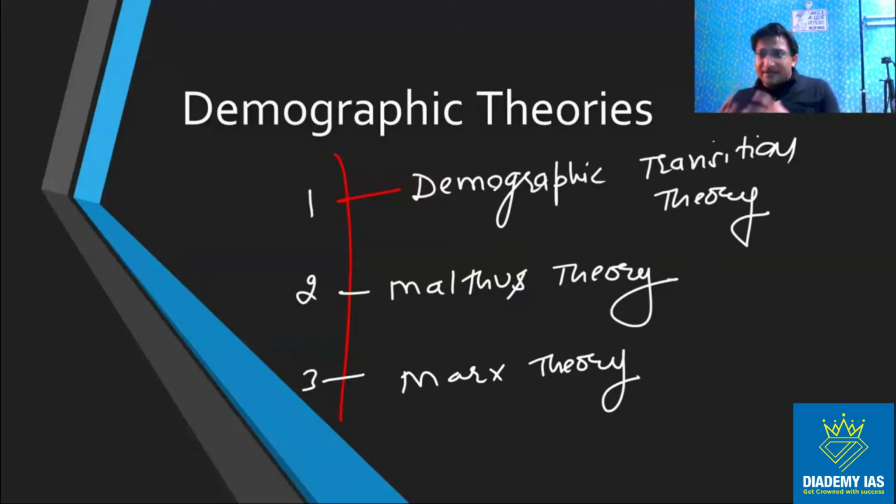Because of capitalism, the distribution of resources is unequal. That is why there is widespread poverty, and because of poverty there is a high level of population, right? So the reason for high population is not the people. The reason for high population is the unequal distribution of resources under the capitalist system, right? So this is the theory of Marx. We will discuss it in more detail.